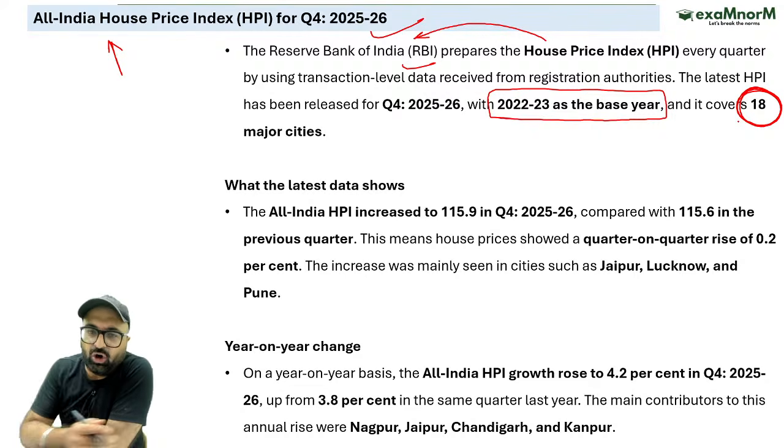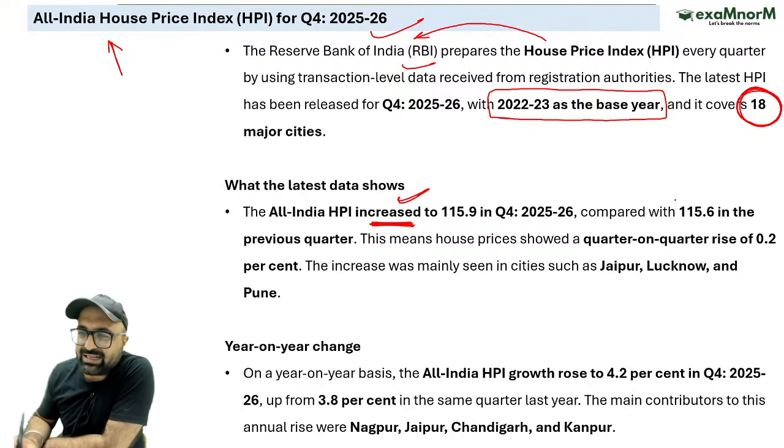major cities. All India Housing Price Index has increased. ये ज्यादा इंपॉर्टेंट है. वैल्यू भले याद ना रहे बट इट हैज इंक्रीज्ड. बट यहाँ पे एक बहुत डिसेंट इंक्रीज है, या मैं कहूंगा बड़ा मिनिमल सा इंक्रीज है.